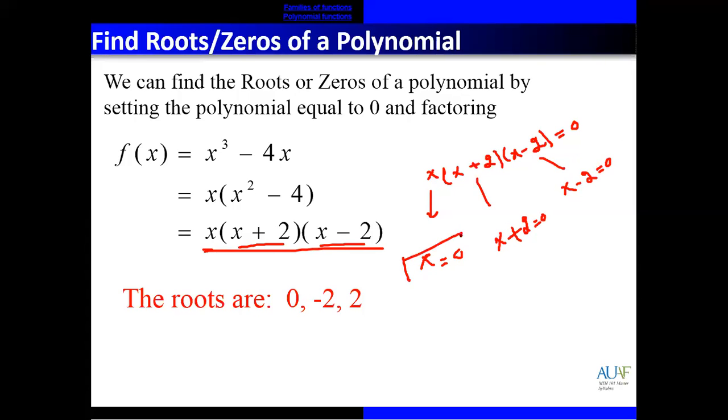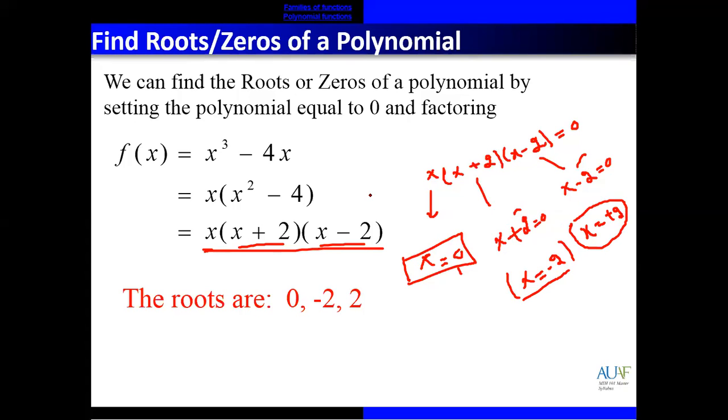This is x is equal to 0. Now transferring the plus value, x is equal to minus 2. And then we have x minus 2; when you transfer minus 2 to the other side, x is equal to plus 2. So three values of x: x is 0, x is minus 2, and x is 2. These are called roots or solutions of the equation.